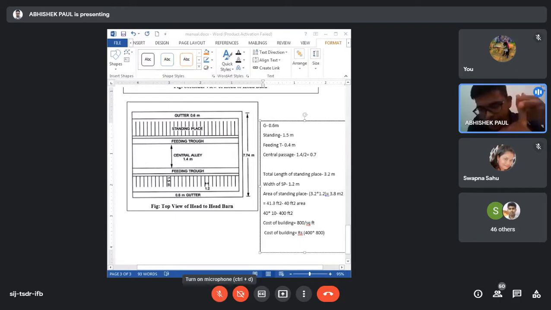The cost of the building is also based on an assumption, and this is how to calculate the space requirement for an individual cow. Then the equipment cost is also based on assumption. Suppose we assume the equipment cost is 500 rupees per animal, that means for 10 animals it will require 5,000 rupees. Like this we have to calculate the fixed cost.